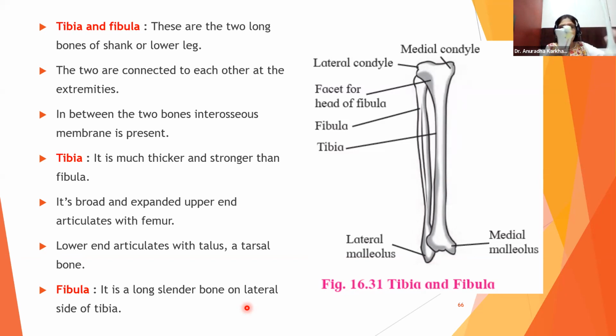So they are saying the tibia is much thicker and stronger. You can see the difference between the sizes of the two. This is the tibia. This is the fibula. So it is much stronger and thicker than the fibula. It is a broad and expanded upper portion, which articulates with the femur. Just now I showed you the femur. The lower end articulates with the talus, which is a tarsal bone.